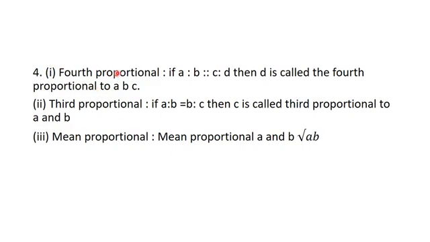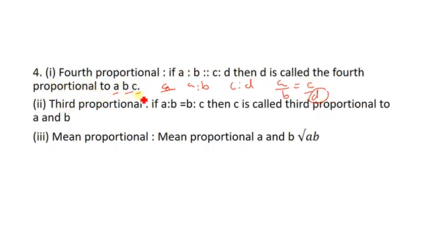Now next is fourth proportional. If A is to B double colon C is to D, then D is called fourth proportional to A, B, C. Now suppose A is to B is one ratio and C is to D is another ratio, that is A upon B is equals to C upon D, then we say that this D is the fourth proportional to A, B and C.